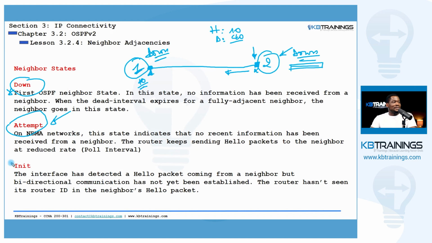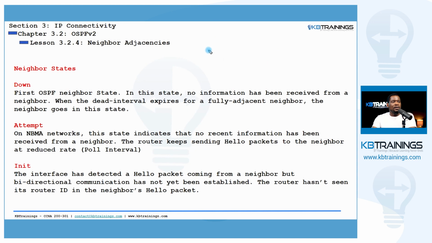The next one is the init state. In this state, a router has received a hello packet from the neighbor, but it didn't see its router ID inside that hello packet. As we know, when we talked about the different packet types in OSPF, one of the fields in the hello packet is the neighbor. So there is a list of neighbors that can be found inside the hello packet. You have, of course, the router ID, the subnet, the dead interval, and so on. You also have the neighbors.